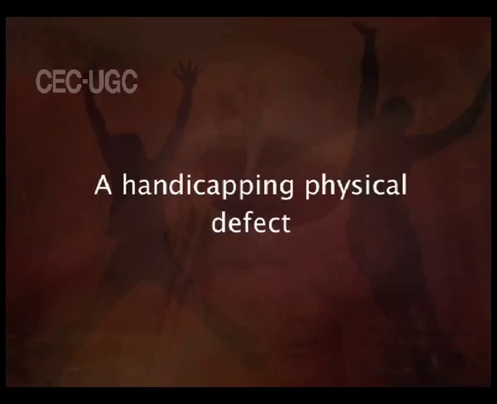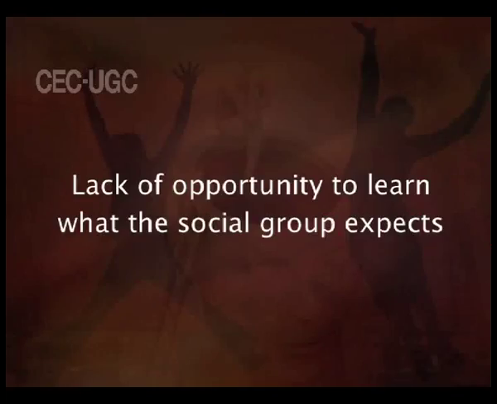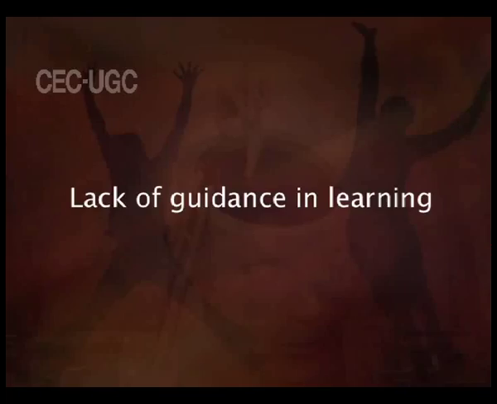Next, we have a handicapping physical defect. A handicap in physical development has a negative effect on physical as well as mental growth. Next, we have lack of opportunity to learn what the social group expects. A child who lacks facilities and exposure to different skills and concepts may not be able to prove himself or herself according to the expectations of others. The fifth factor is lack of guidance in learning. No proper guidance from elders will delay learning.